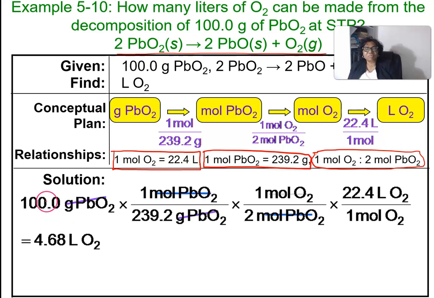Now we set them up. 100 grams of lead-4 oxide. This is the molar mass of lead-4 oxide, and you get the number of moles. Then the mole ratio from the balanced equation, and we convert to number of moles of oxygen. Then we take the molar volume, which is 22.4 liters of oxygen, and we get the volume of oxygen from this reaction: 4.68 liters of oxygen.